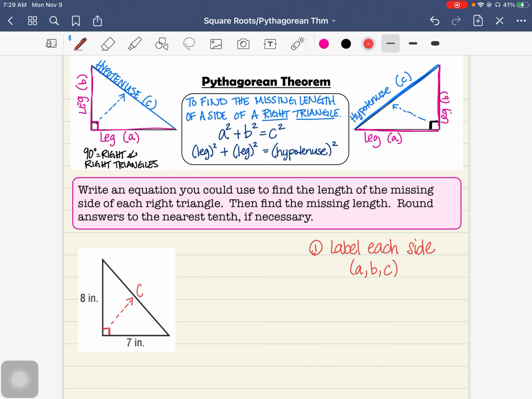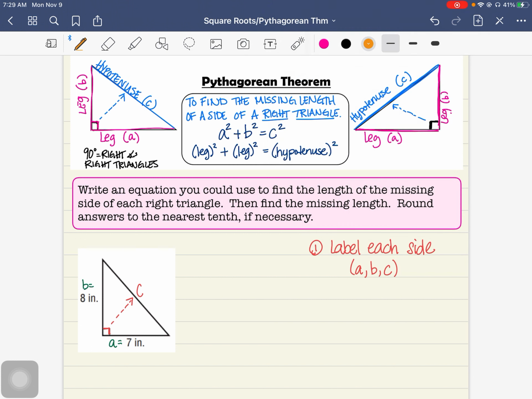And then remember what I said about A and B. Those two can be changed up. It can be either one of them. So I'm just going to say that this side is A and this side is B. Okay. And so that's number one. We're just going to label our sides, which one is which.